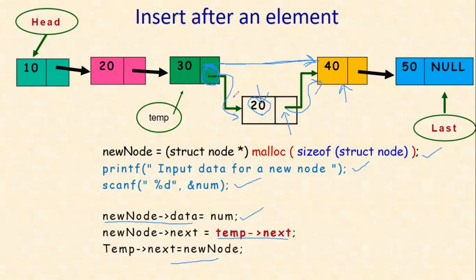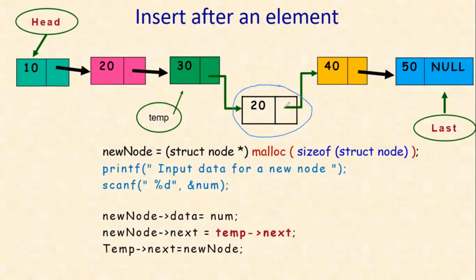Now see what happened. After the third node I have inserted a new node and linked the new node to the next node. So the third node to the new node to the fourth node. Now the link is established. What is the list? 10, 20, 30, 20, 40, 50 is the list. So this is how I can insert a new element in the middle wherever I want.